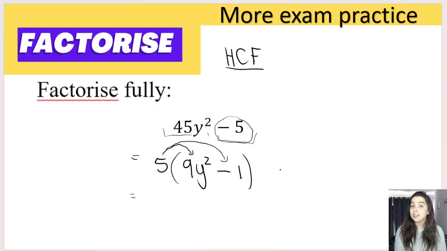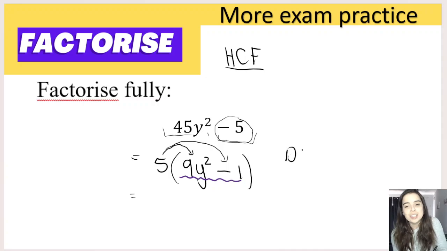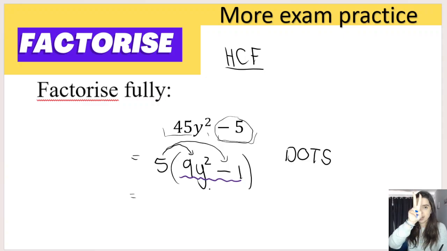I did highest common factor, but I hope those of you that look carefully will see that we actually still can factorize further. So if you look inside this bracket, I can do another type of factorizing. I hope you can see what it is. It's called difference of two squares. Now, ma'am, how do you know you can do difference of two squares? Well, if you look inside the bracket, ignore the 5 now. Look inside the bracket, the purple that I've underlined. We've got two terms, 9y squared and 1. We've got a minus between those terms. We've got square numbers. 9 is a square number and 1 is a square number. And we've got even exponents. Okay, 2 is an even number.